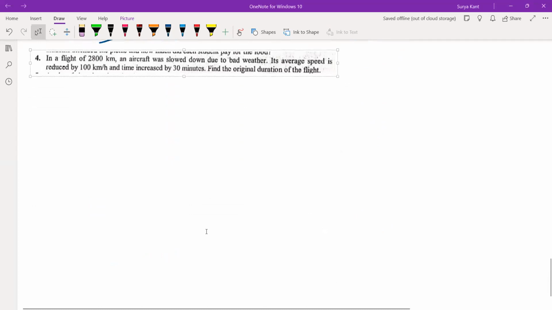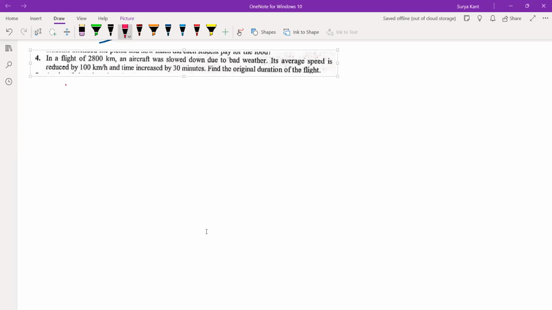Next, in a flight of 2,800 kilometers, an aircraft was slowed down due to bad weather. Its average speed is reduced by 100 km per hour and time increased by 30 minutes. Very, very easy question. Nothing is there, Dhananjay, here. See.